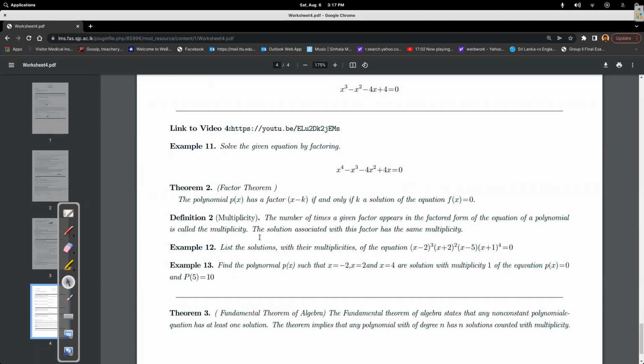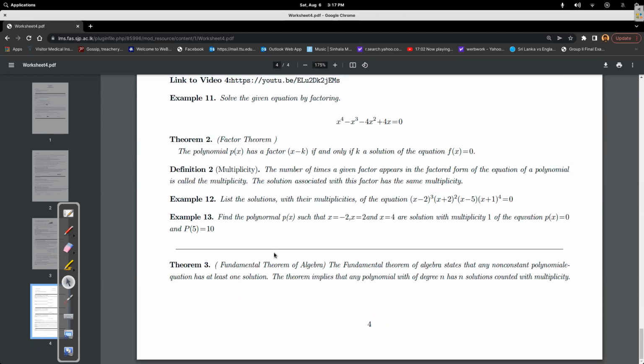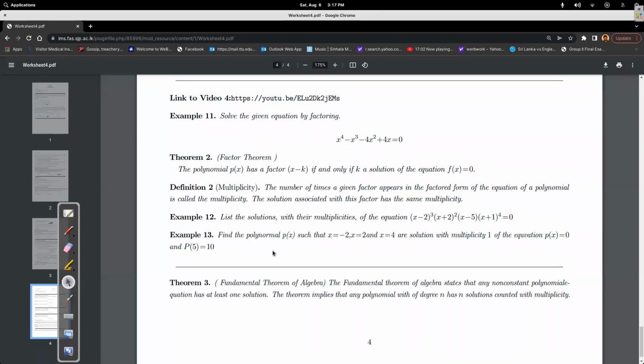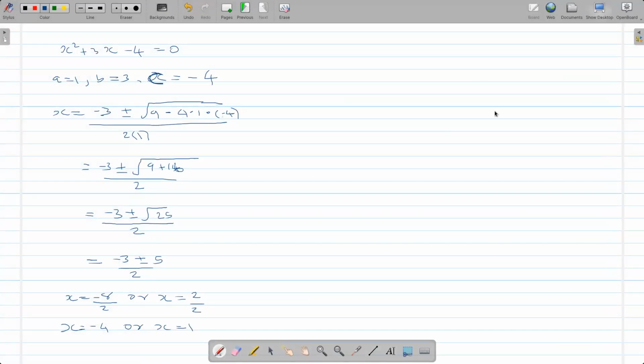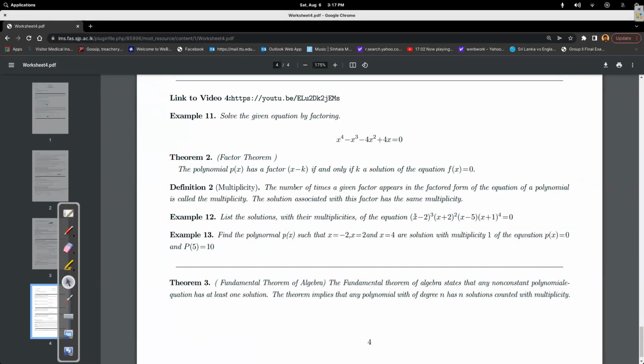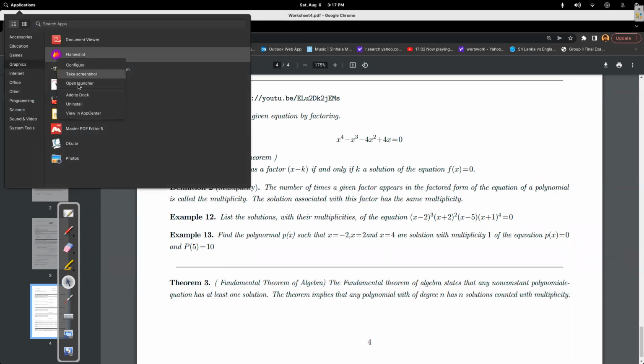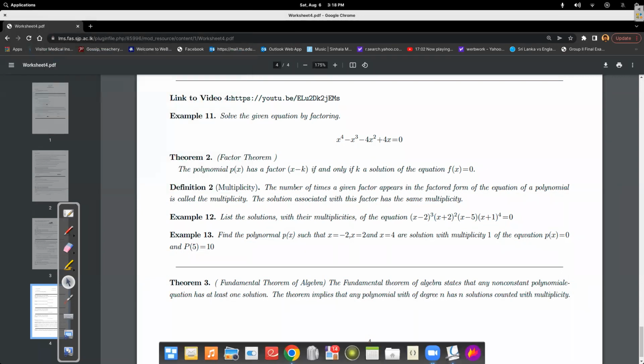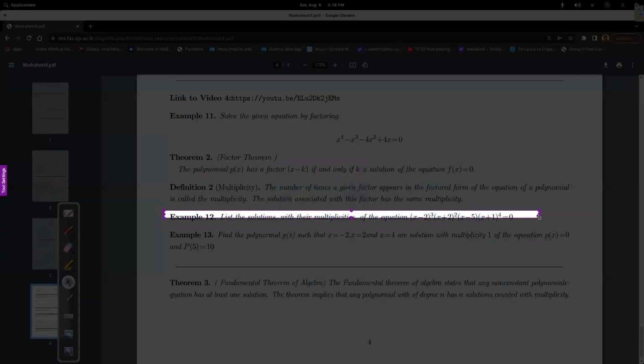Okay, example 12. I will explain example 12 actually. Example 12, multiplicity is easy, okay? Multiplicity of a root is, let me copy this one. This one is not that difficult, but you might not have seen it, okay? Because it's new material, maybe you have not done it in high school. So we'll take this one.